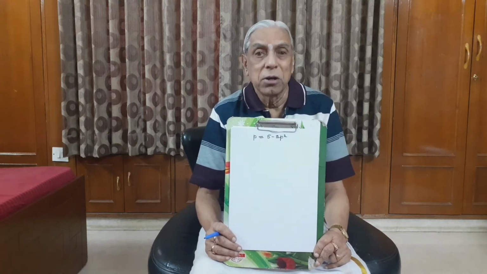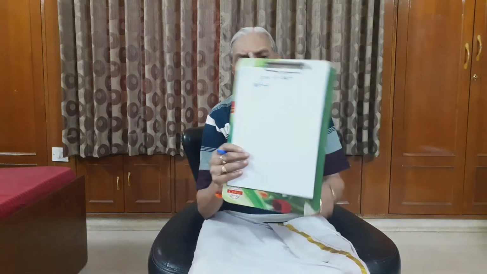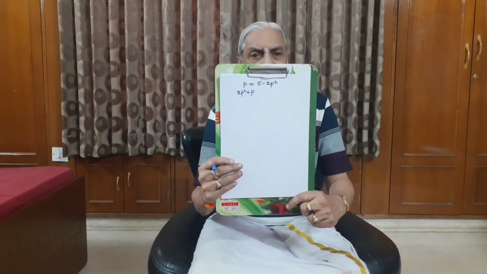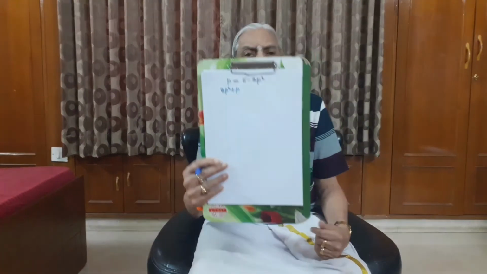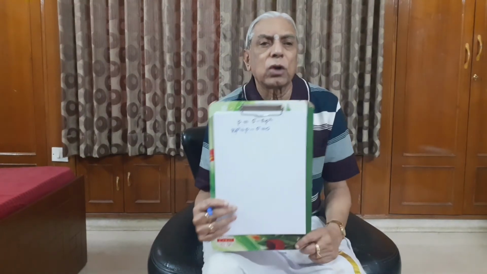How to do it? Bring minus 2p squared to the left hand side. What will it become? 2p squared. Then I shall write p on the left hand side, therefore p plus. Then I shall transfer this 5 to the left hand side. What will it become? Minus 5, that is equal to 0. Here you should not go wrong while bringing it to the standard form.